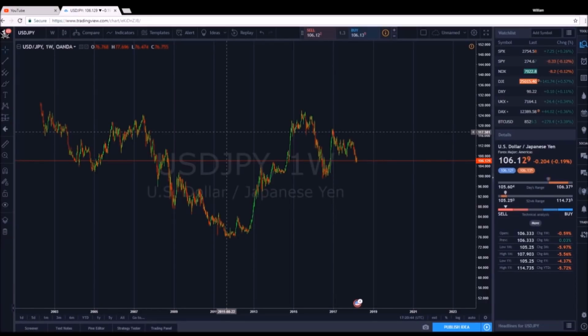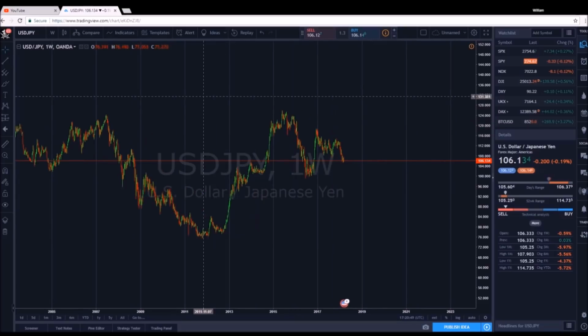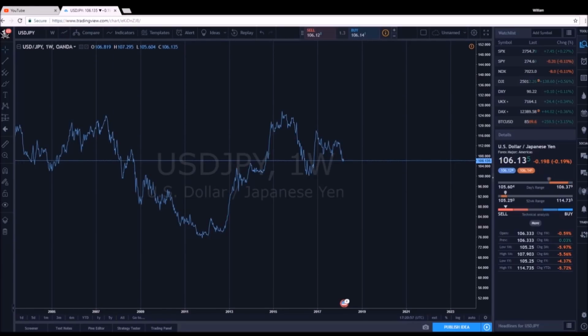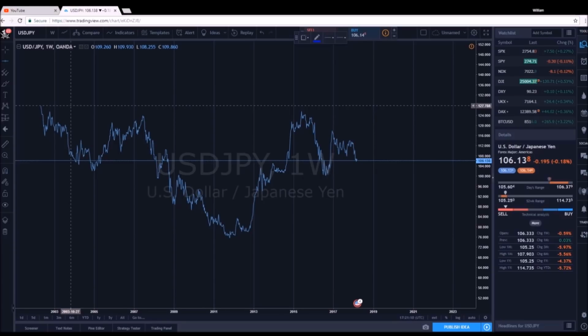Alright, so let's go ahead and get into how I plot my SNR levels on the chart. We're looking at USD Japan weekly right here. I'm going to switch to the line chart. This is going to show me the exact points of open and close for the price. I'm going to take my horizontal lines, and I'm going to start at the back here. I'm going to find that very first high, and that's going to be my first major resistance level.